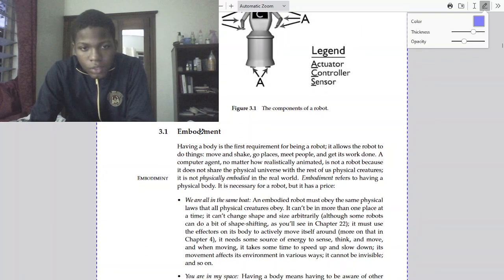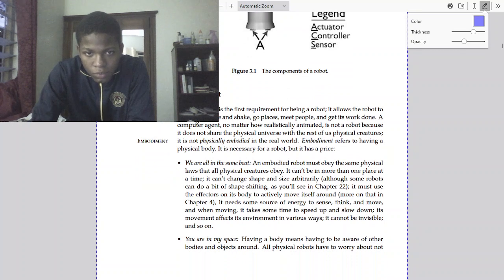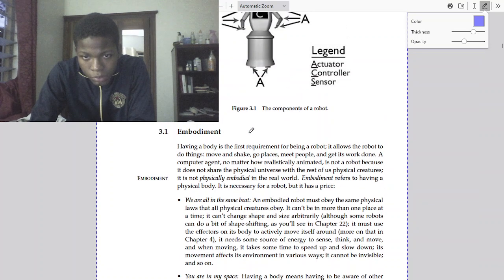All right, so having the body is the first requirement for being a robot, so it can do things, move and shake, go places, meet people, and get work done. A computer agent, no matter how realistically animated, is not a robot, because it does not share the physical universe with the rest of us physical creatures. Yeah, we went over this in chapter one as well. I'll just highlight it here as well.